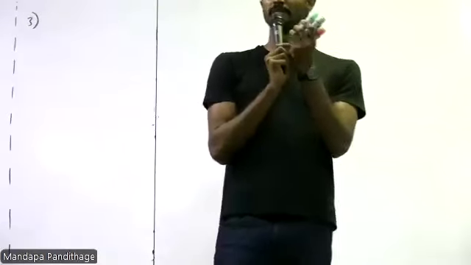Okay, hands up if you're telling me both sides of an inequality can be multiplied by the same number. Hands up if you're saying yes, you can multiply. Hands up if you're saying no, you can't multiply. Okay, so you can multiply both sides of an inequality by the same number.